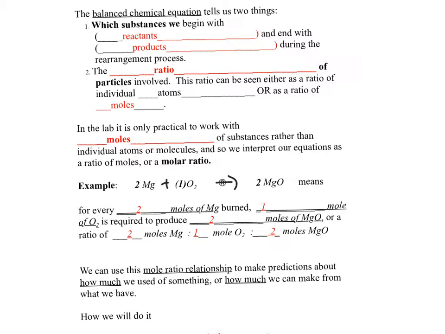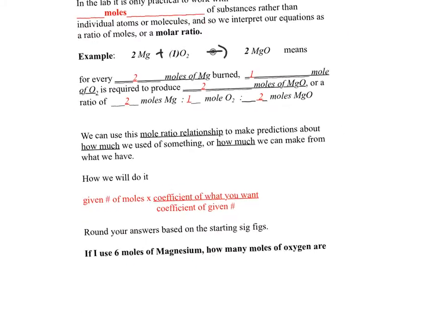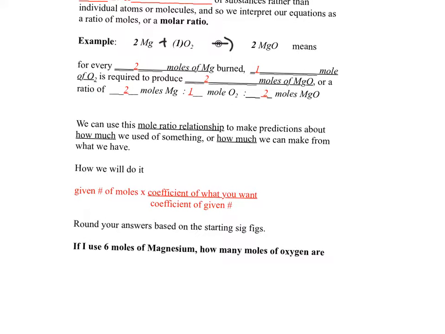So for this relationship, we're going to make predictions about how much we've used of something or how much we can make. To do this, we're going to need these ratios. They're going to give us a number. They're going to say you have 12.2 moles of sodium or something like that, and ask you to find something like chlorine. So we're going to take that number they give us and then use the coefficient of what you want. If they gave you magnesium and they're asking about oxygen, put oxygen's coefficient on top, and the bottom is going to be the coefficient of the given number. So if they told us Mg to start with, we look at the equation and see that there's 2 Mg.